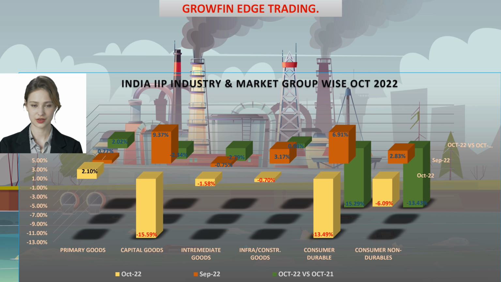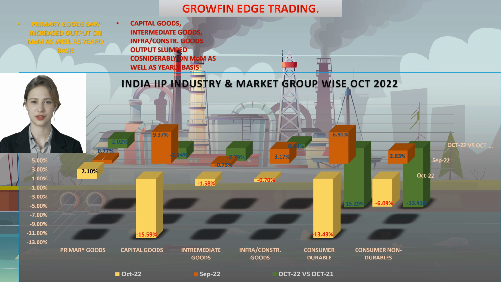Primary goods output increased by 2.1% in October 2022 versus 0.77% in September 2022 and versus 2.02% on yearly basis, indicating primary goods saw increased output on month as well as yearly basis. Capital goods, intermediate goods, infra construction goods output decreased by -15.59%, -1.58%, -0.7% in October 2022 versus 9.37%, -0.75% and 3.17% in September 2022, indicating their output slumped considerably on month as well as yearly basis.